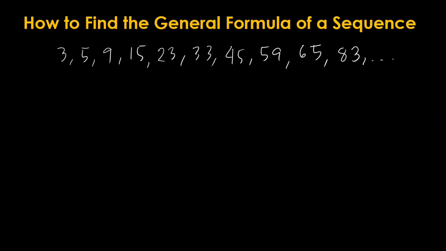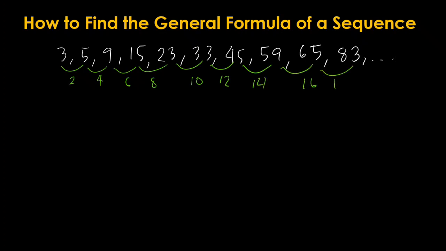So as usual, the first thing we do is to find out the differences when we're solving a sequence like this. So let's find this out. It's 2 here, this is 4, this is 6, this is 8, 10, 12, 14, 16, and then 18.